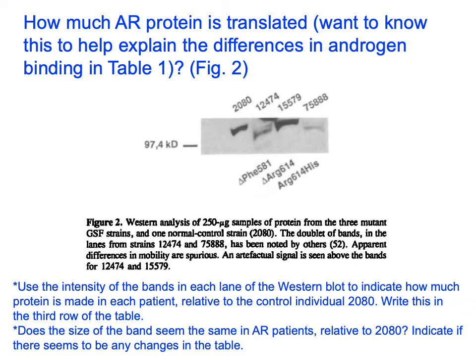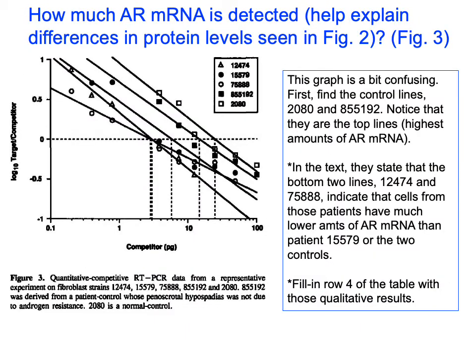Okay, so that was about protein levels. Their next question was to ask how much RNA is detected. So how much of the androgen receptor RNA is actually transcribed in the patients. And they basically want to know if the differences they're seeing in protein levels in figure 2 on the Western, is that actually due to a problem with transcription? So they do an RT-PCR assay, and this graph is a little confusing, so I'm going to walk you through this.